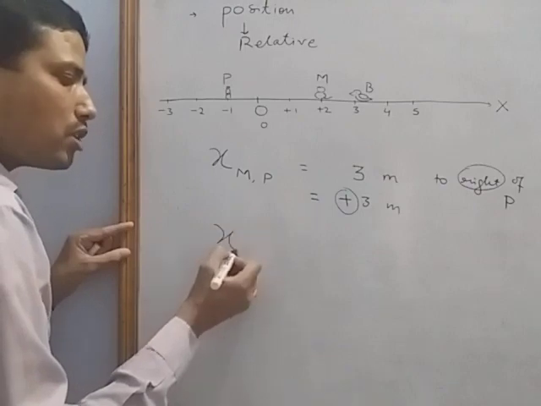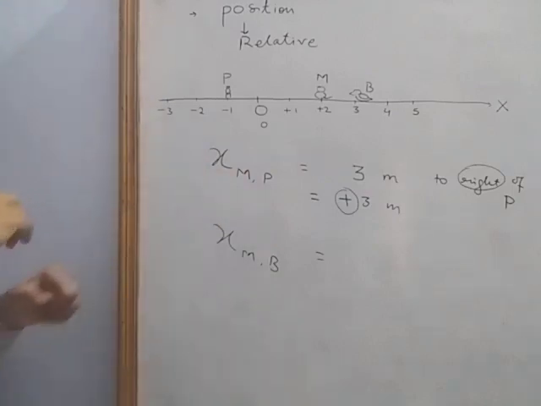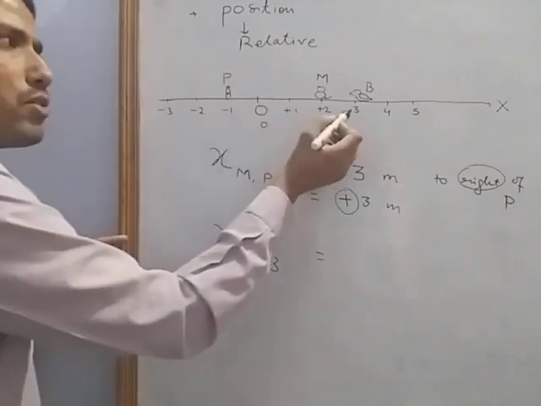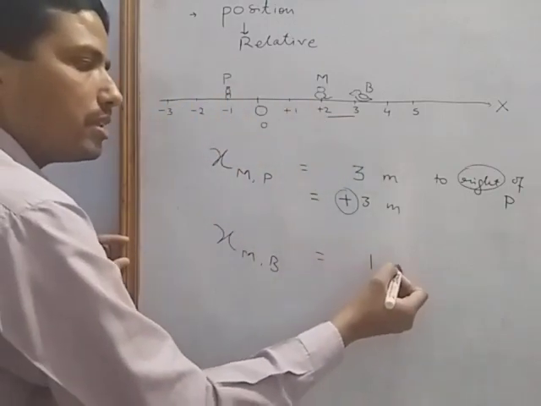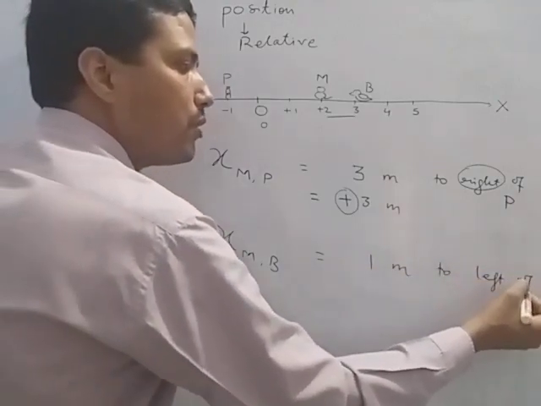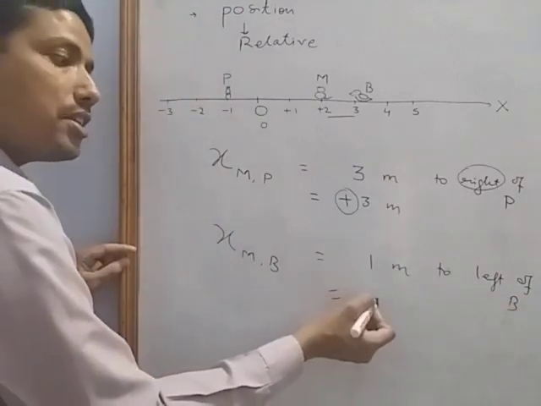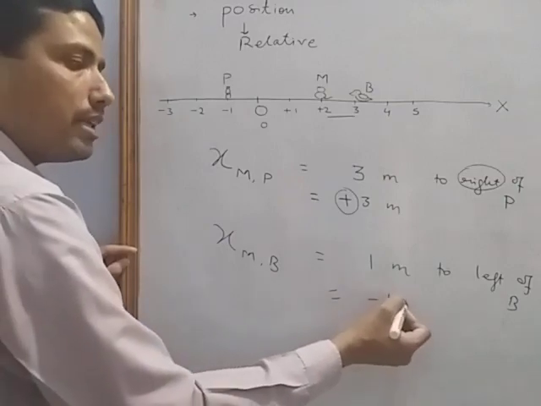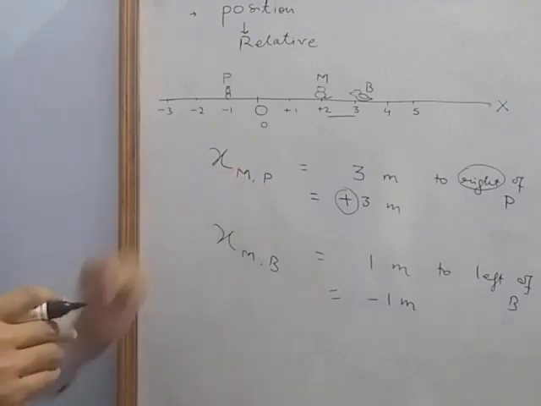Now tell me, what is the position of the monkey with respect to the bird? Can you tell the answer yourself? With respect to the bird, it is just 1 step earlier. So I will write 1 meter. To the left or right? It is to the left of the bird. And if it is to the left of the bird, I will put what kind of sign, students? It should be minus. So I will write minus 1 meter. So is this clear what is the meaning of position, students? Whenever we are writing about position, you must indicate with respect to whom.